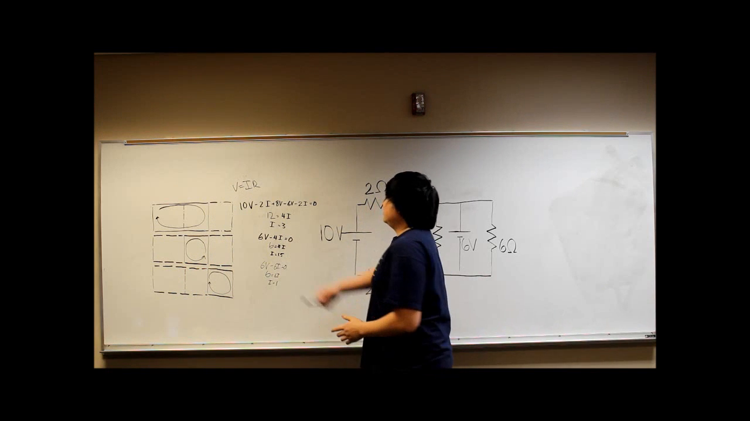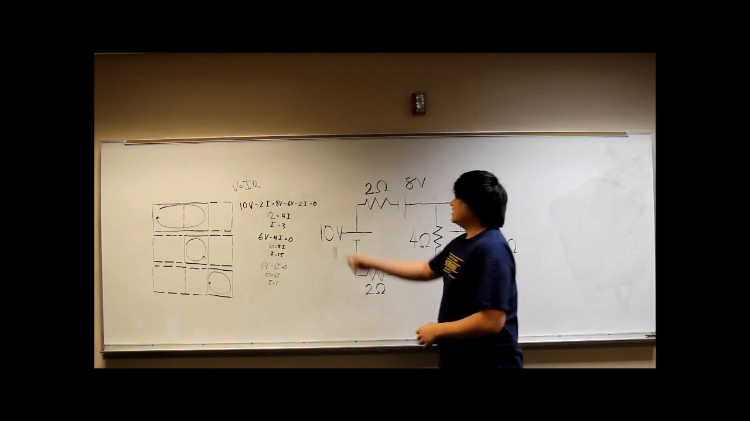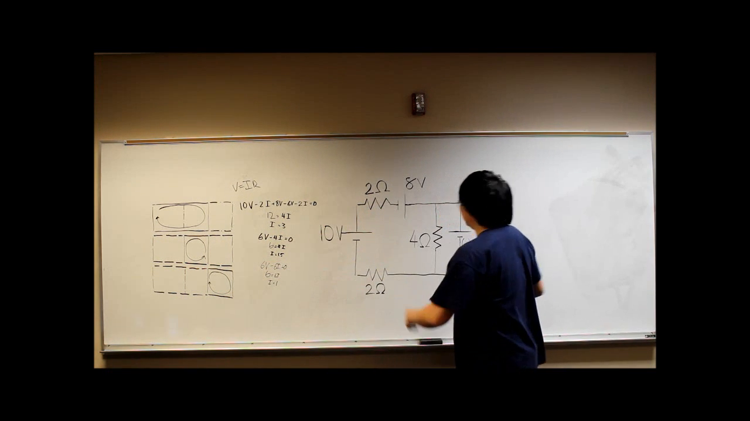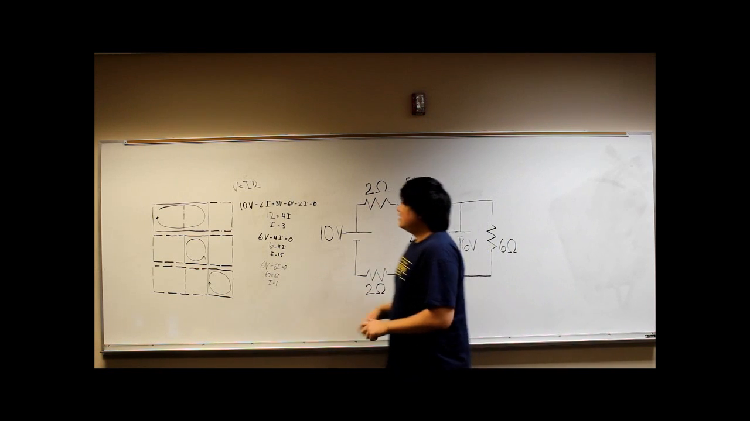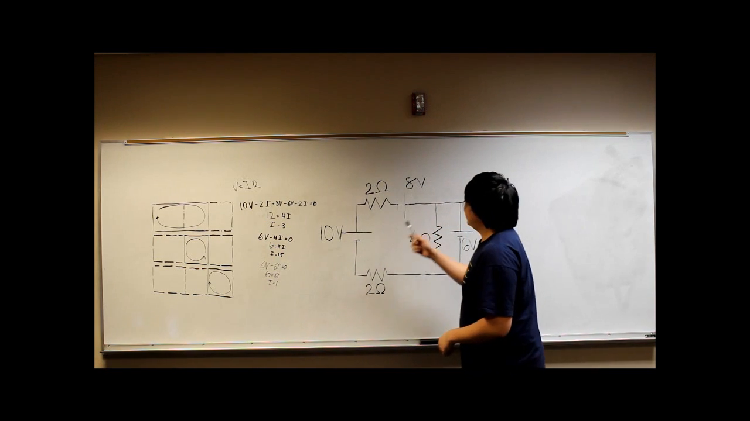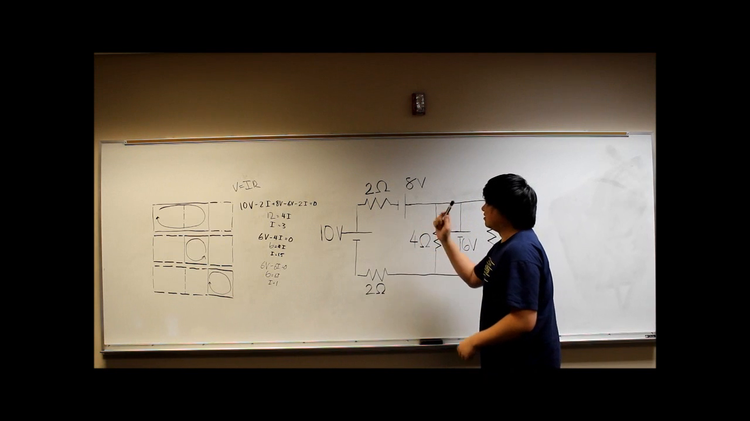So we're going to start by doing the loop rule. Here are the 3 main loops. As you can see, each one is a smaller version of the main picture. The first loop includes the 10, 8, and 6-volt batteries and the 2 2-ohm resistors.